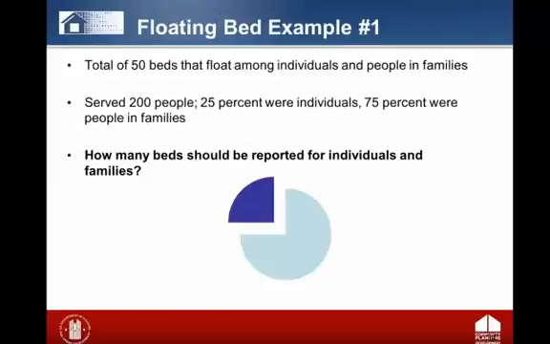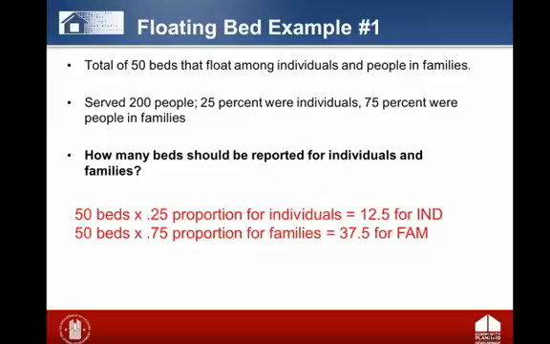Here's an example of a program that has floating beds. St. Mary's Emergency Shelter has a total of 50 beds that float among individuals and persons and families. During the AHAR reporting period, the program served 200 people. 25% were individuals and 75% were persons and families. How many beds should be reported for individuals and families?